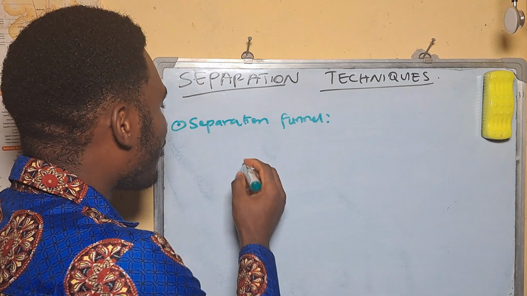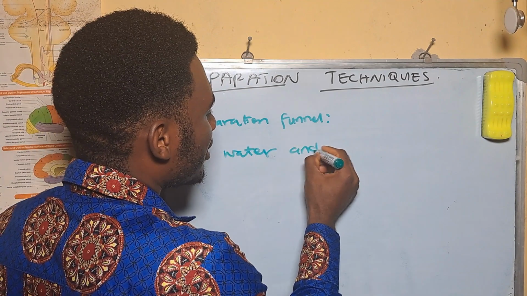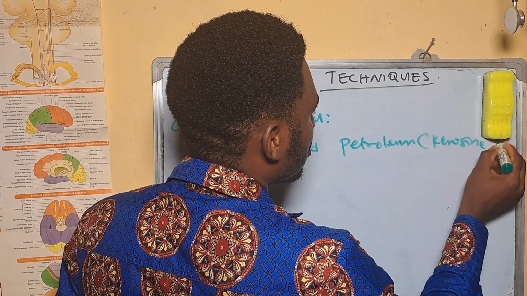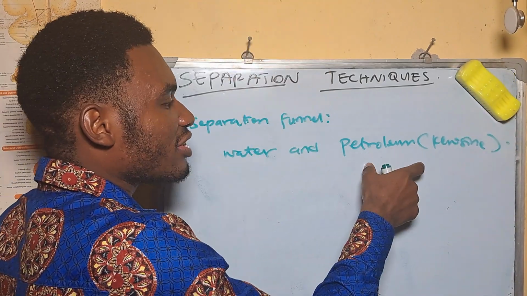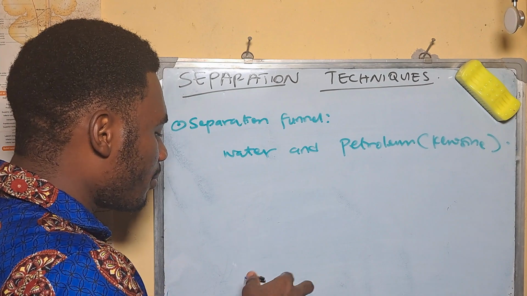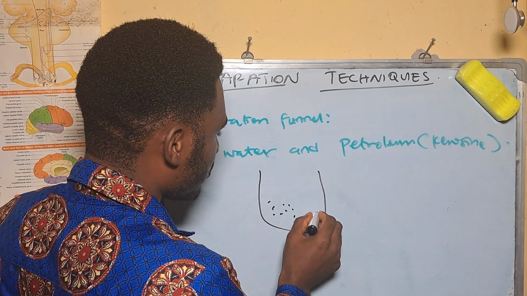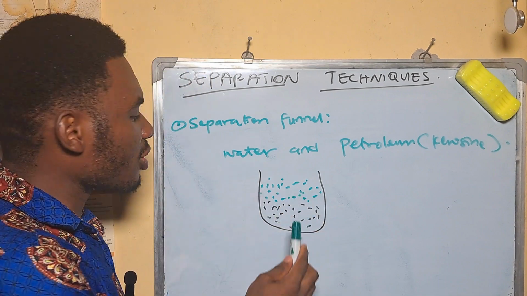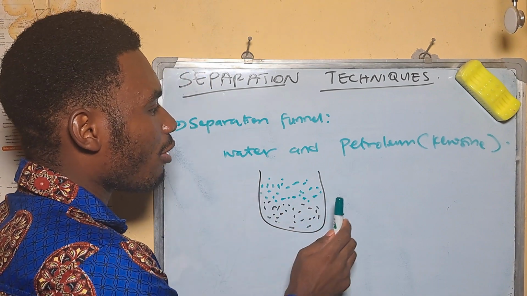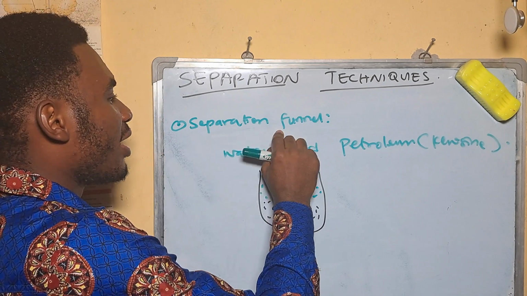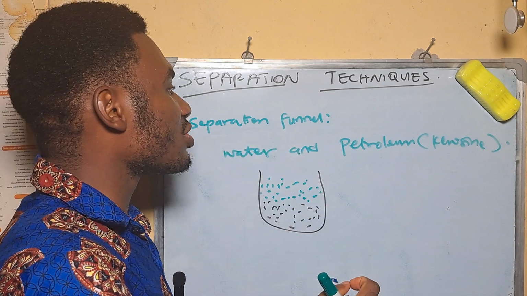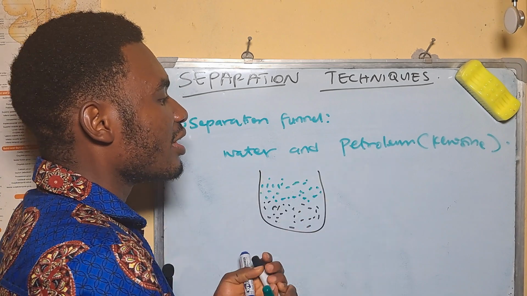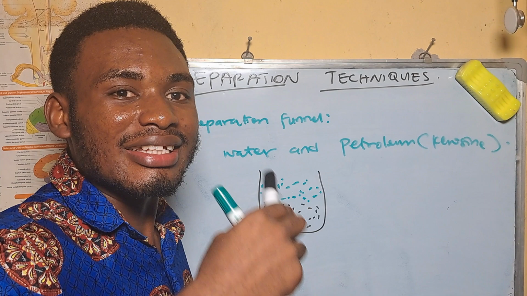For example, you have water and petroleum, for example kerosene. Once these two liquids are mixed together, they tend to form something like this. They form two different layers. This layer can be water, this one can be kerosene. What happens in the separating funnel is that this funnel separates these two immiscible liquids, and it employs their difference in densities.